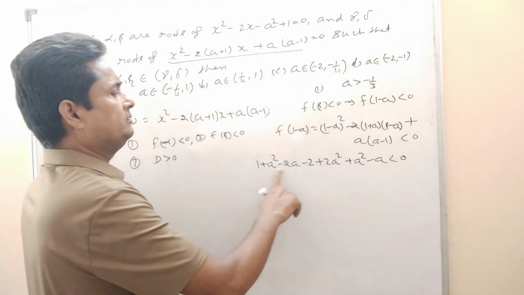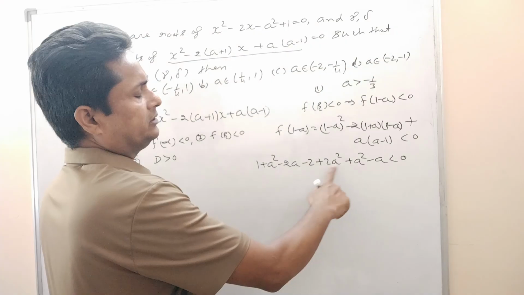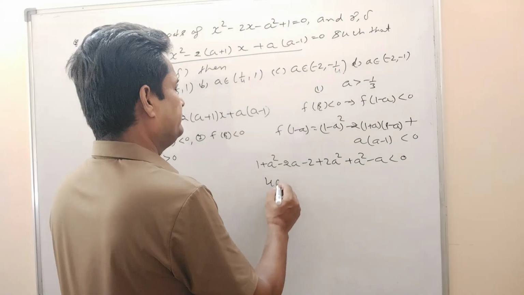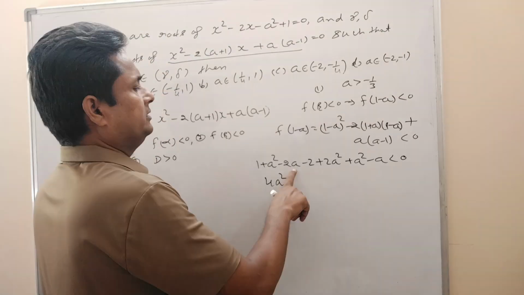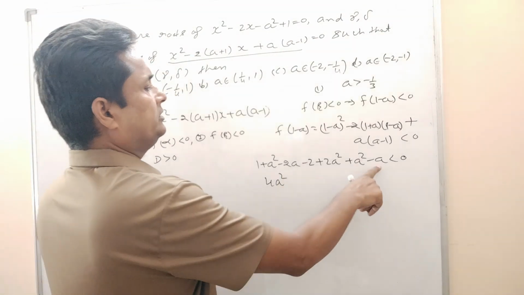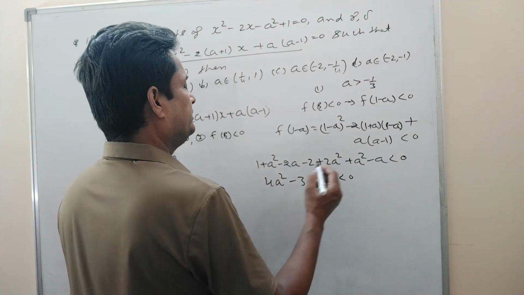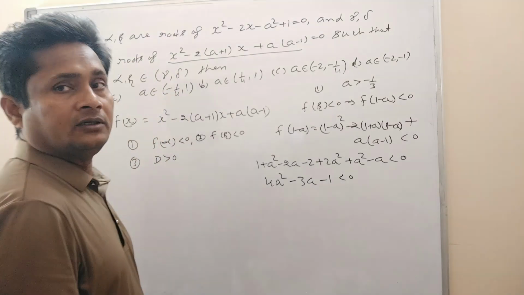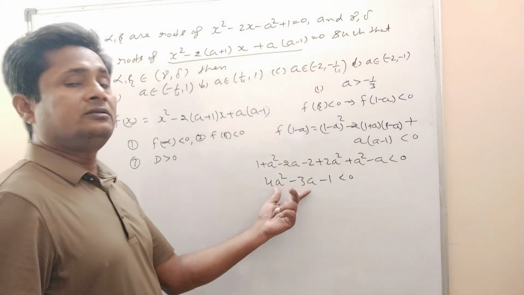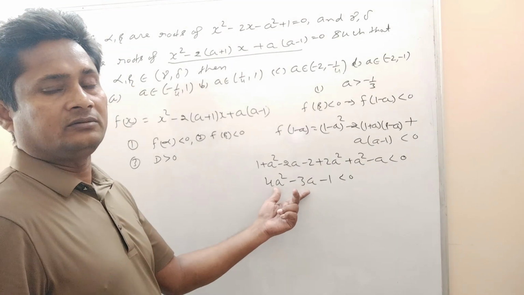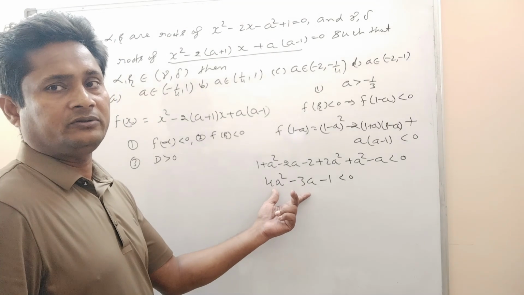So what is the value of this one? A square plus twice a square plus a square, this will be 4a square. And next one is minus 3a and minus 1 less than 0. Now find out the solution of this inequality. This is a quadratic inequality.